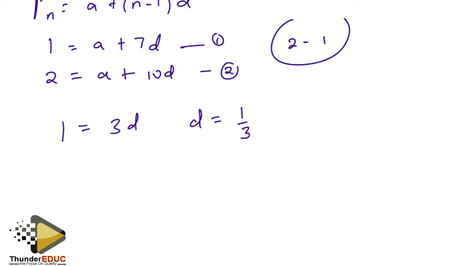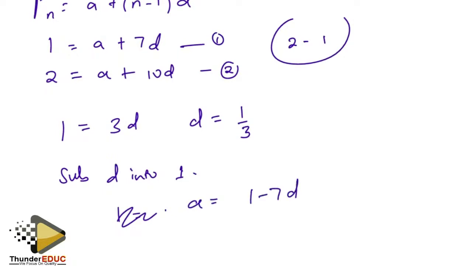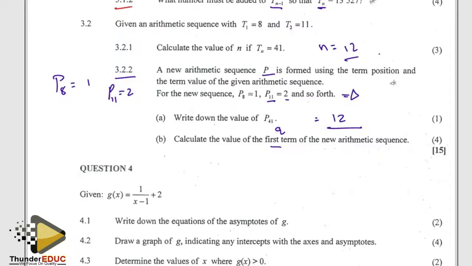The question wants the a value. So I can use equation 1. Substitute d into equation 1. So 1 is equal to, why don't I just say that a is equal to 1 minus 7d straight away. So 1 minus 7 times a third, which is 7 over 3. What a value are we getting? I'm getting negative 4 over 3. So that is the a value that I end up with. That is 3.2.2 part B.